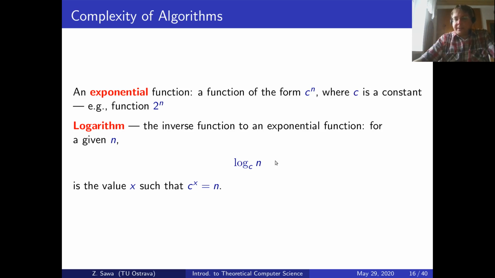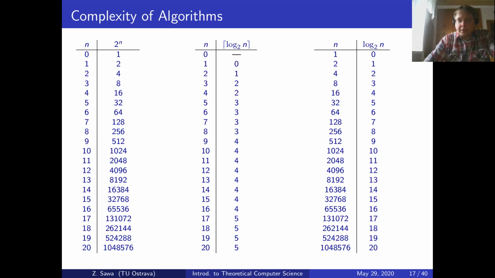For example, if c is 2 and n is 1024, the question is to which power of 2 I must raise to obtain the value 1024, and this is 10. So here is a table illustrating the values of the exponential function for different values of n. We can see that the exponential function 2 to n grows quite fast. Even for small values like 20, the value of 2 to n is about 1 million.